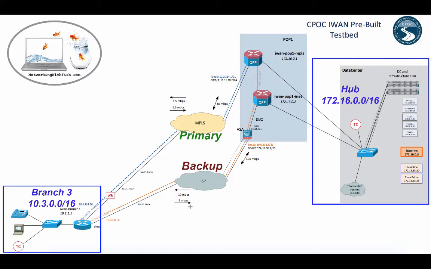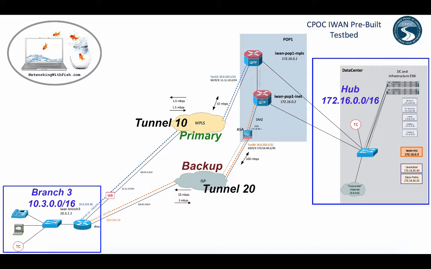Again, in your environment, you probably have a primary and a backup. In our environment, tunnel 10 is the MPLS primary. It is tunnel 10 right down here from branch 3 up to the DMVPN head end up here, IWAN-POP1-MPLS. And it is tunnel 20 from down here into the ISP, up through the ASA, and up here to IWAN-POP1-INET. I'm actually doing EIGRP in this environment, both over the DMVPN as well as up in the hub.